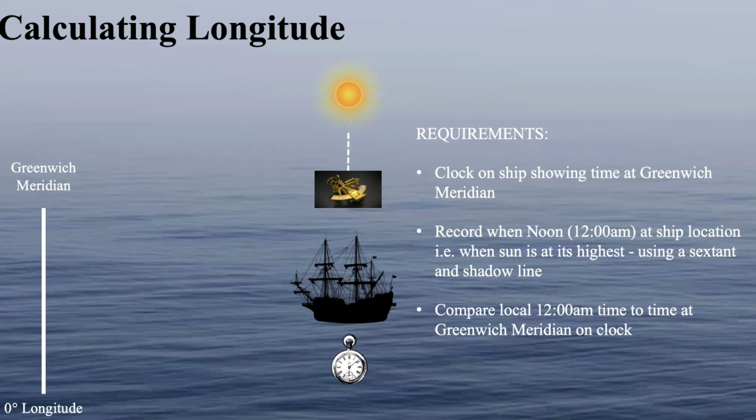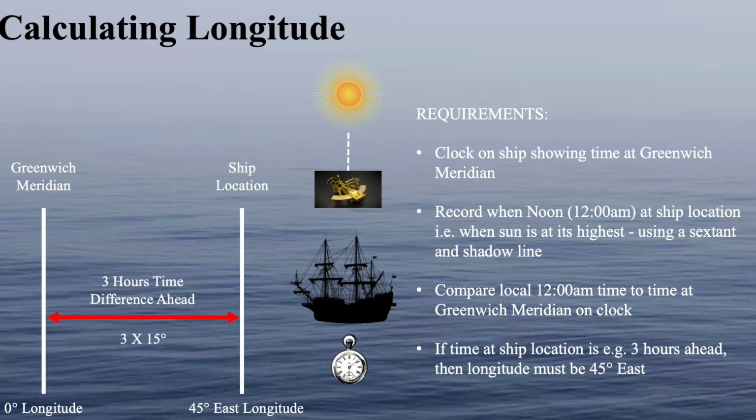Captain Cook would then compare his local time to that at the Greenwich meridian as shown on the accurate clock. If the local time on his ship was, for example, exactly 3 hours ahead of the time shown at Greenwich, then the ship would have a longitude of 3 times 15 degrees, i.e. 45 degrees east. Likewise, if the local time on Captain Cook's ship was behind that at Greenwich, then for every hour behind, Captain Cook would be another 15 degrees longitude to the west.